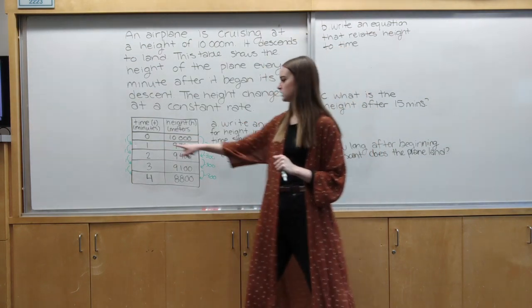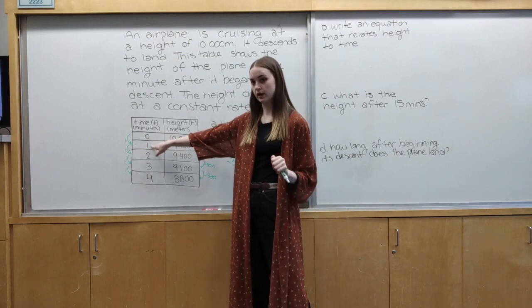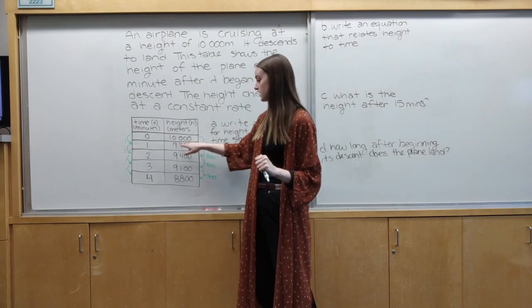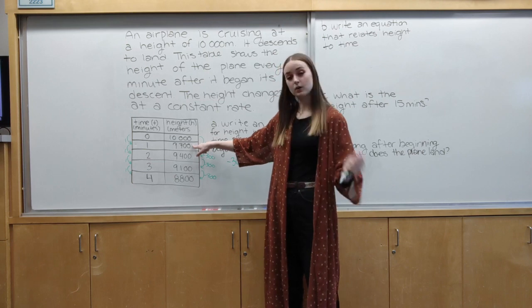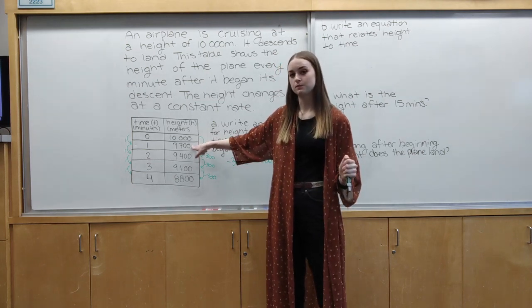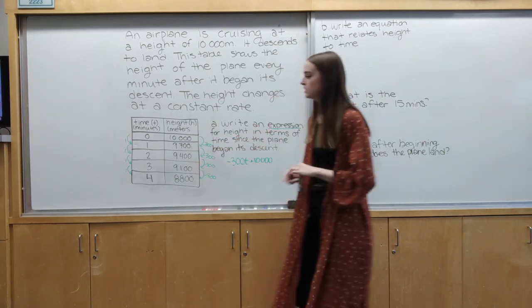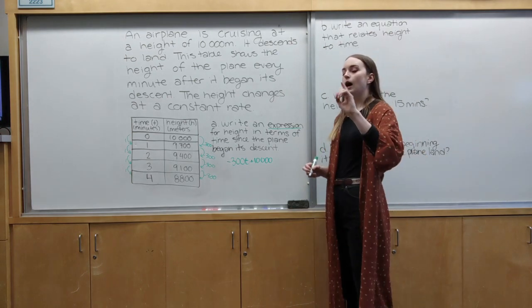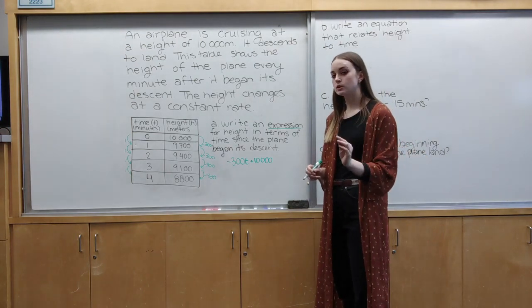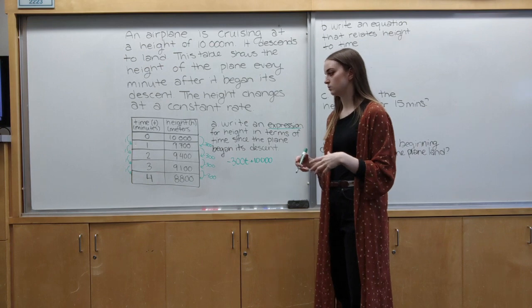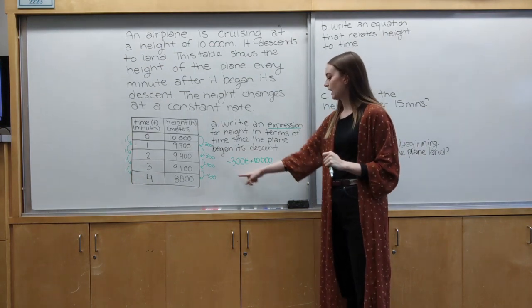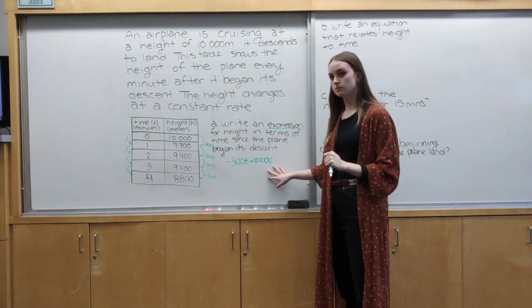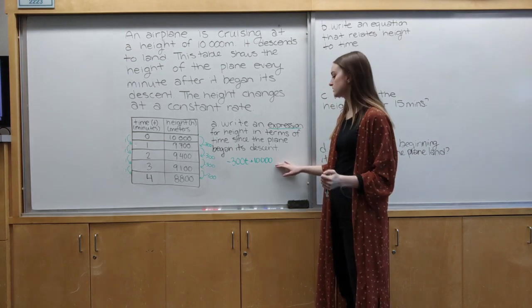Negative 300 multiplied by 1 is negative 300. If I add 10,000 to that, I would get 9,700. Okay, so this equation is working just like we found before. Notice that I just used the word equation. The way that I was using it was as an equation, but the way that I have it written right now is an expression. There's no equal sign.